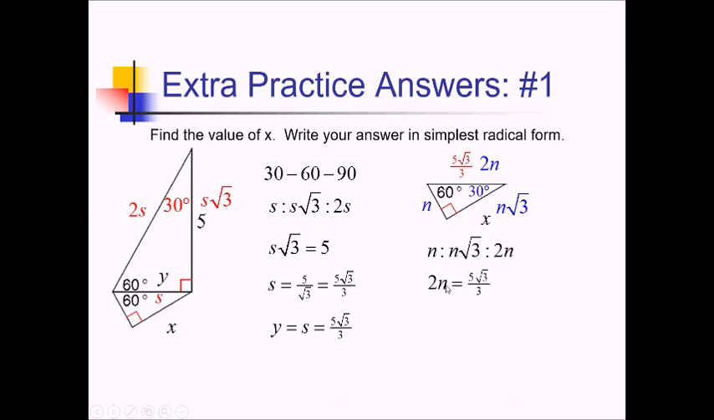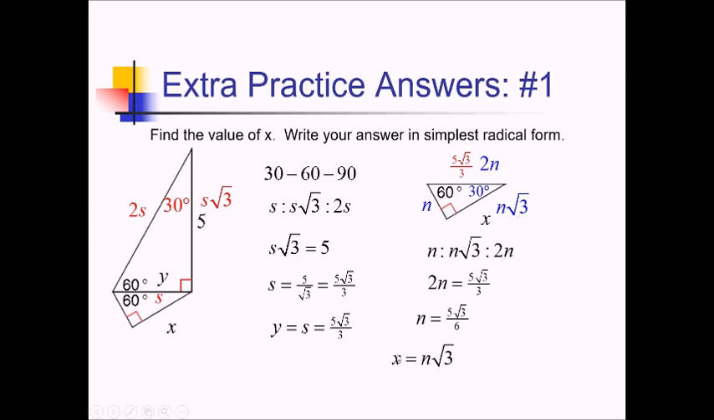So to get n, I have to divide both sides by 2 here. So that basically means multiplying by 1/2, which means I'm going to have 5 radical 3 over 6 if I multiply by 1 over 2. So that's my value of n. Now I actually wanted to find the value of x. What is x in terms of n? Well, we wrote right here that x equals n radical 3.